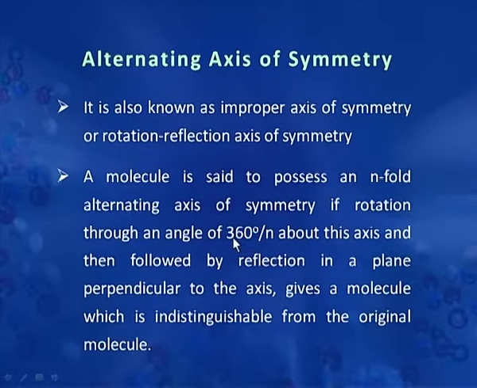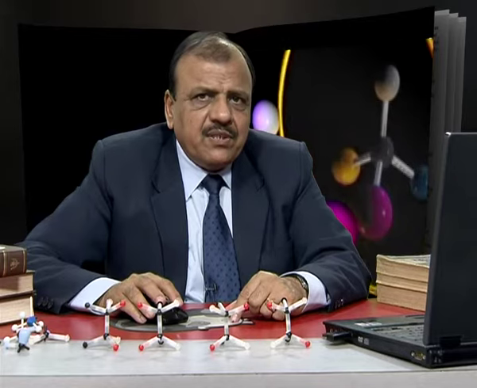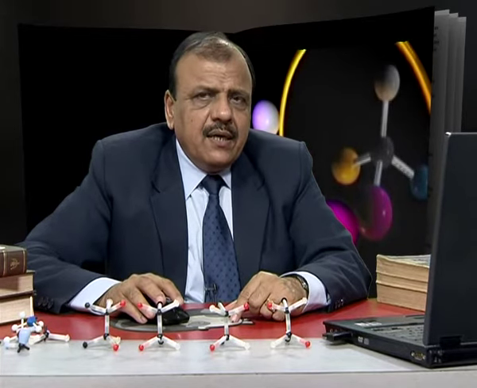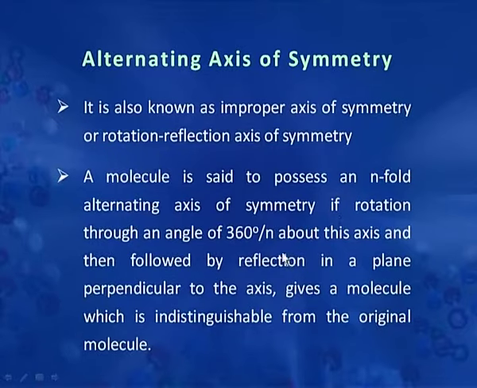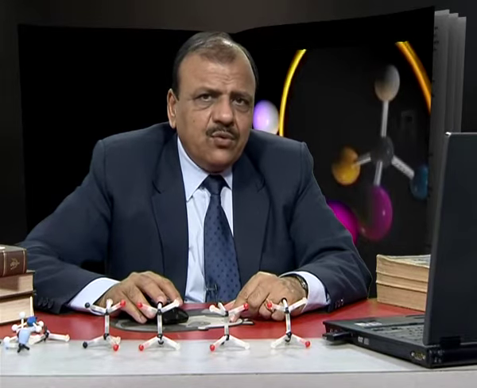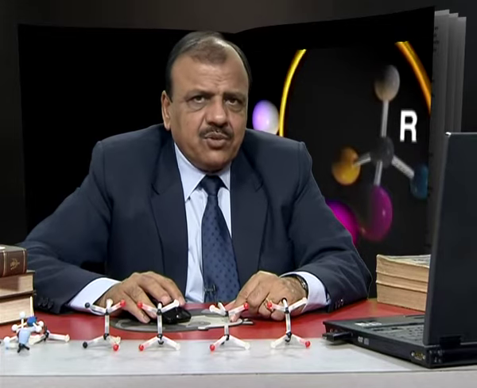Suppose we get this type of observation after rotation of 180 degrees, then the value of n will be 2. So we say that a molecule possesses a 2-fold alternating axis of symmetry, or a 4-fold alternating axis of symmetry. Or if this thing is observed after rotation of 60 degrees, then we may say the molecule possesses a 6-fold alternating axis of symmetry, and so on. Then what do you actually see in this alternating axis of symmetry?